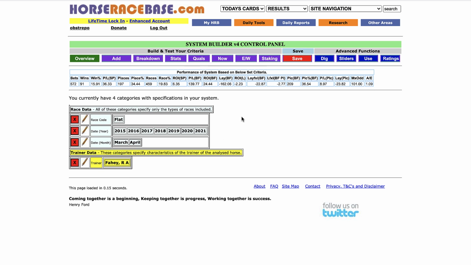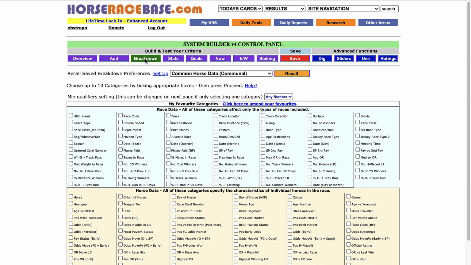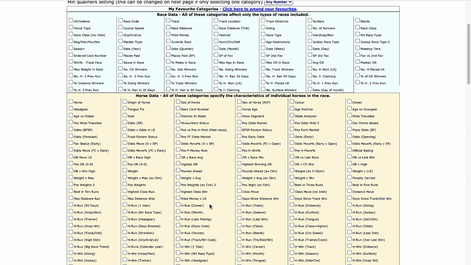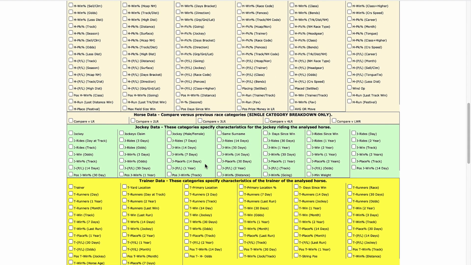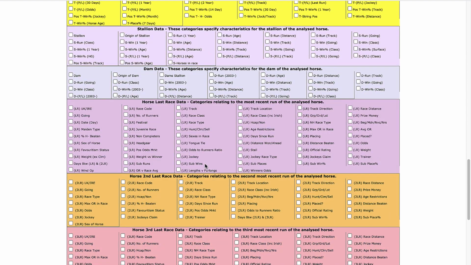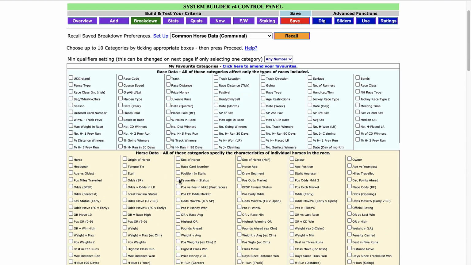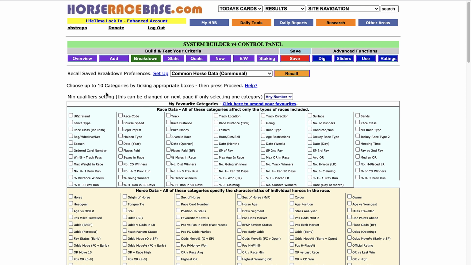And with the systems builder on Horse Race Base, you can do a breakdown of performance for various different categories. If I click on breakdown, you see that they're divided up into race data, horse data, jockey data, trainer, stallion, dam, previous races and previous wins. And you can specify up to 10 categories by ticking the appropriate boxes. I'm going to select UK or Ireland.